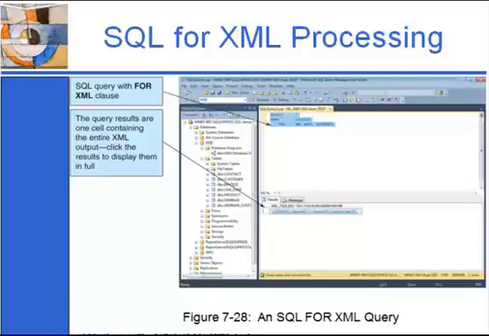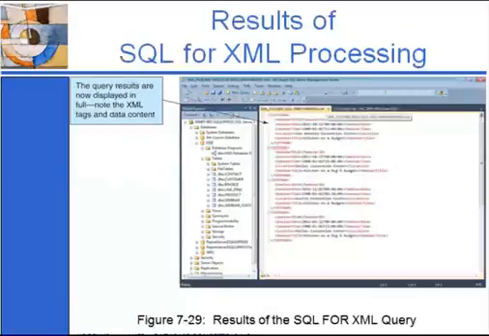Once we click on it, the results will display. The results show both the XML tags in the red and the data that was returned in the black. The XML tags describe quite well the data.